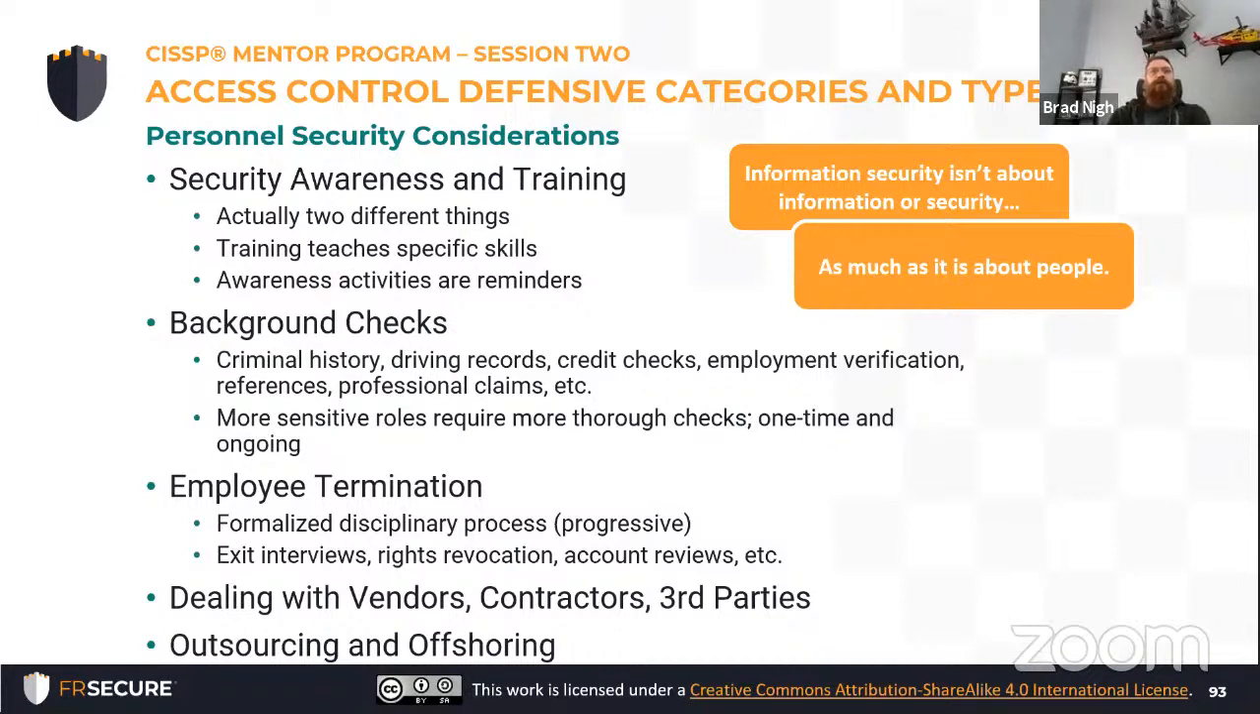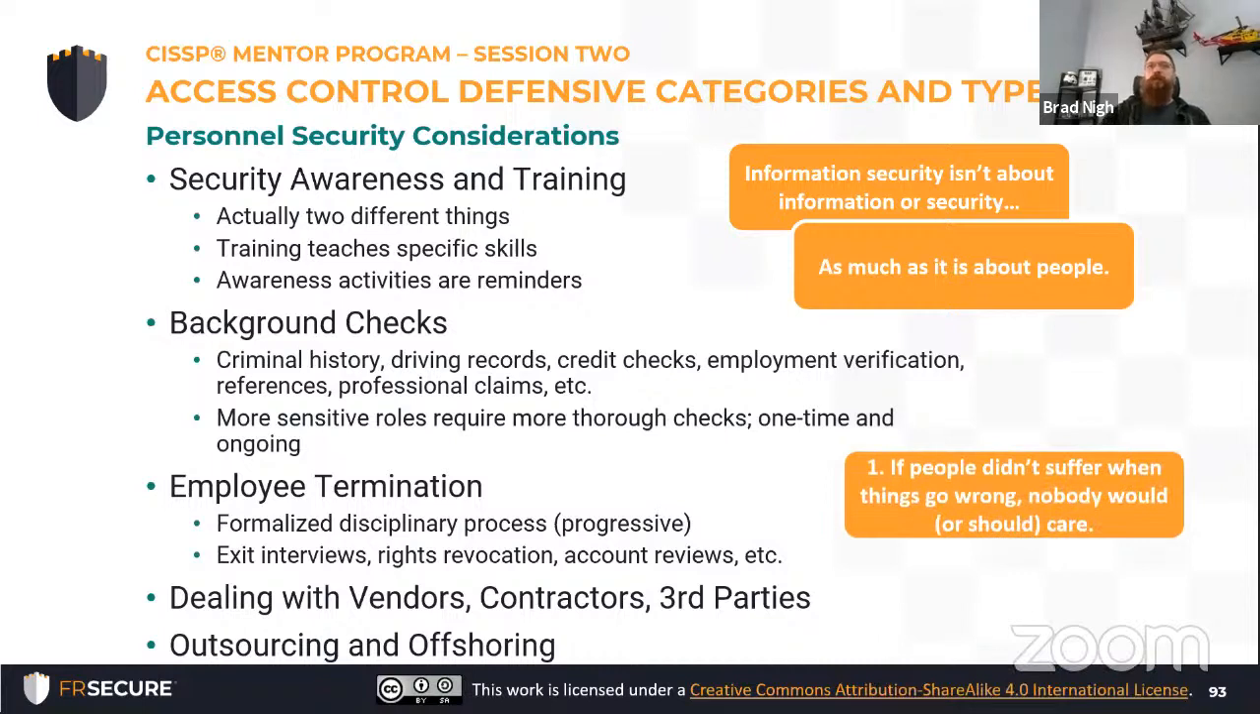How do you deal with the vendors, contractors, and third parties? If you've got contract employees, are they falling under these same things? And then outsourcing and offshoring. Outsourcing would be, say, a vCISO, right? I'm going to hire somebody outside of my organization to provide that service. Offshoring would be sending it overseas or out of the country.